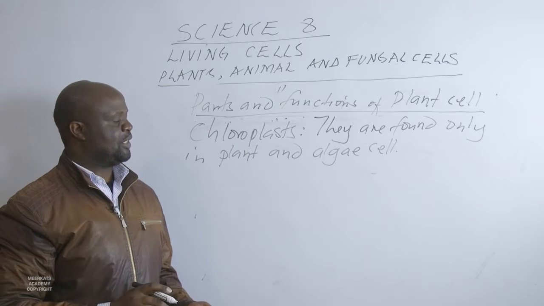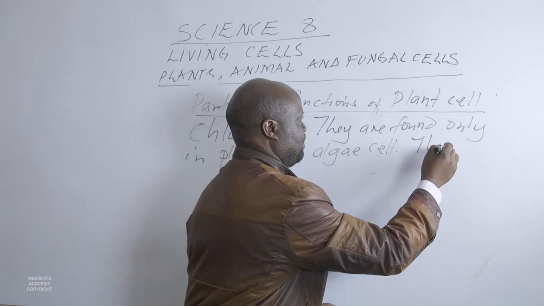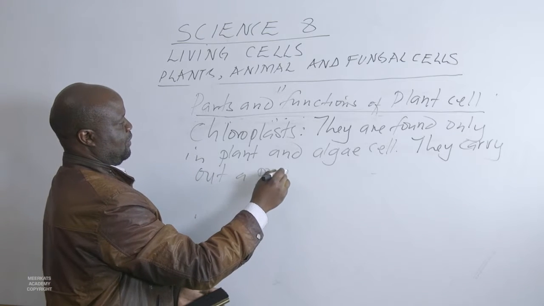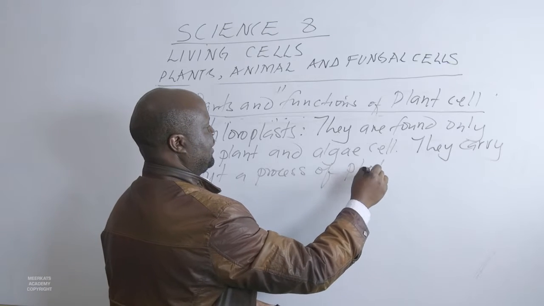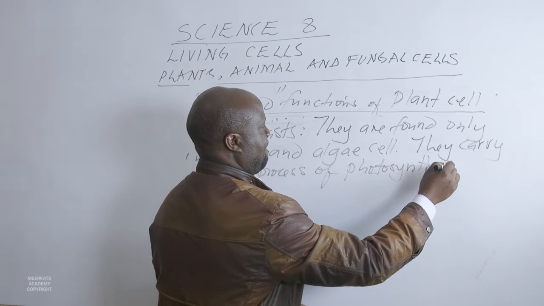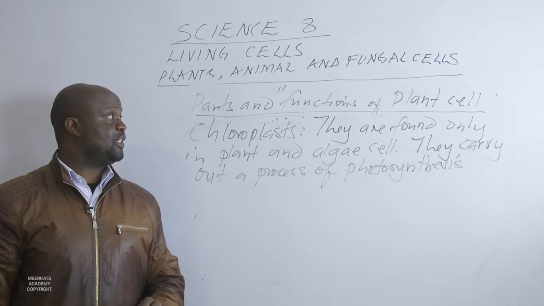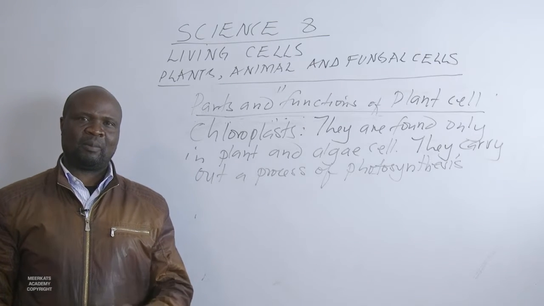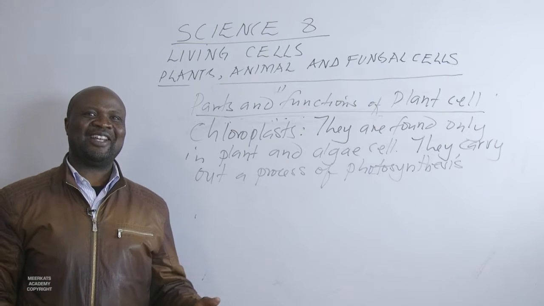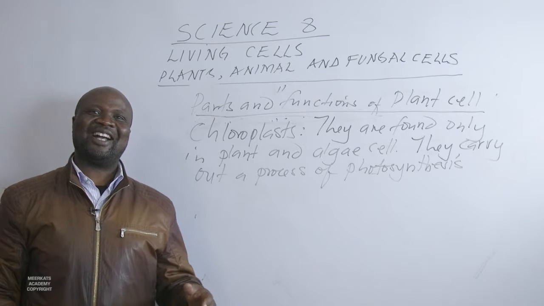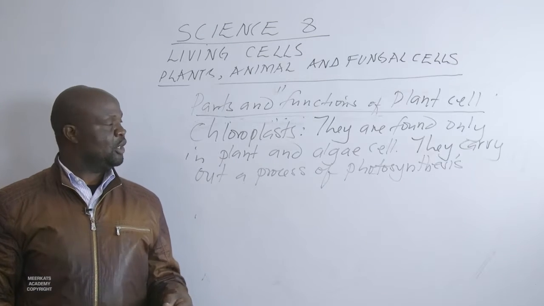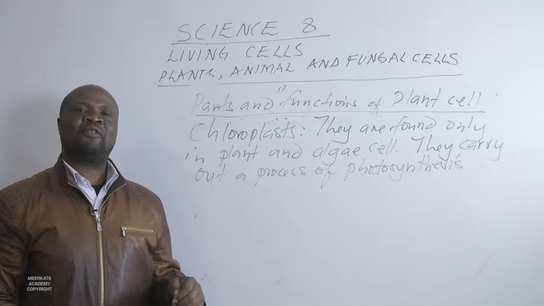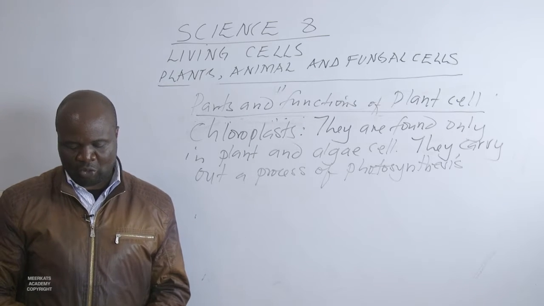They carry out the process of photosynthesis. So chloroplasts are very important. They are present in plant cells, and apart from plant cells, also in algae, which have chlorophyll because algae are also able to manufacture their own food. Plant cells contain chloroplasts, and chloroplasts have chlorophyll. Because they have chlorophyll, they can easily carry out the process called photosynthesis.